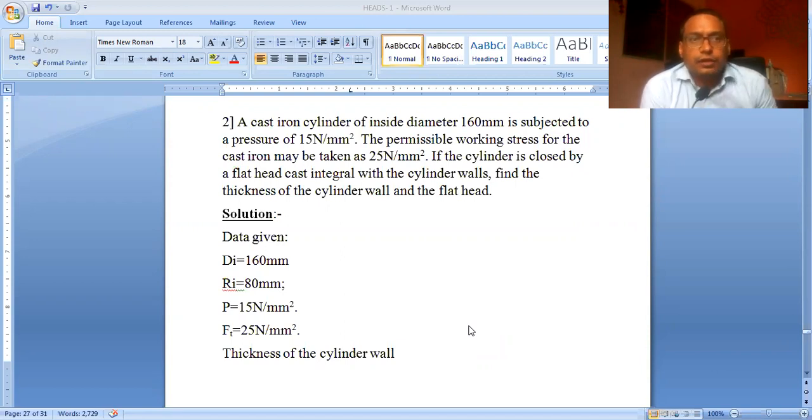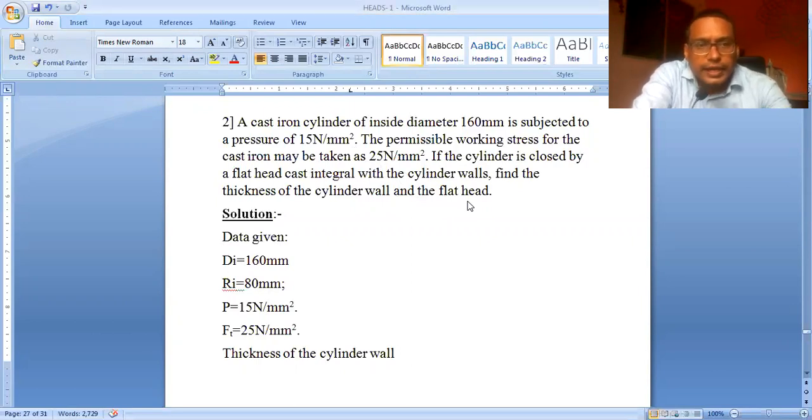Now this numerical, you can read it as: a cast iron cylinder of inside diameter 160 millimeter is subjected to a pressure of 15 Newton per millimeter square. The permissible working stress for the cast iron may be taken as 25 Newton per millimeter square. If the cylinder is closed by a flat head cast integral with the cylindrical wall, find the thickness of the cylindrical wall and the flat head.